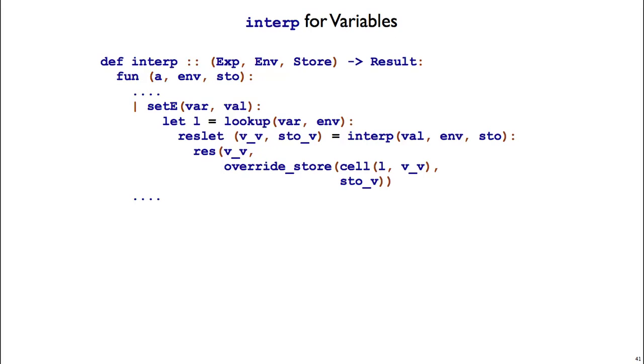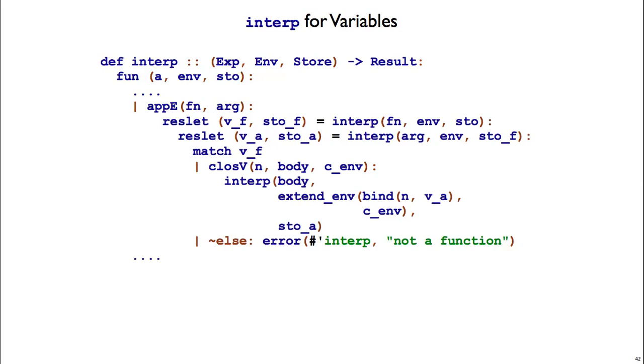The one case that's left to modify is for application. So before, we were getting the value of the function, get the value of the argument, and then extend the environment with a new binding, mapping that name from the function parameter to the value of the function's argument. This no longer works because we have a value here and our environment maps names to locations.